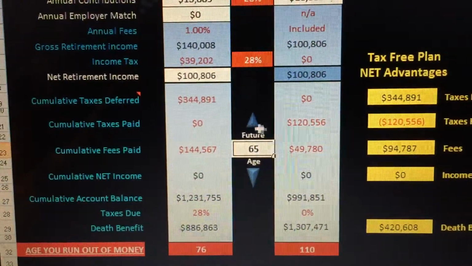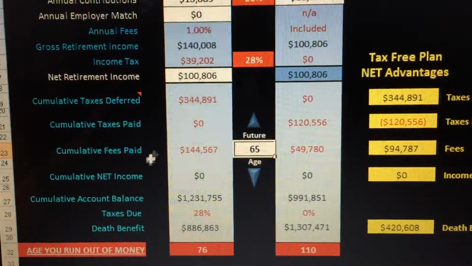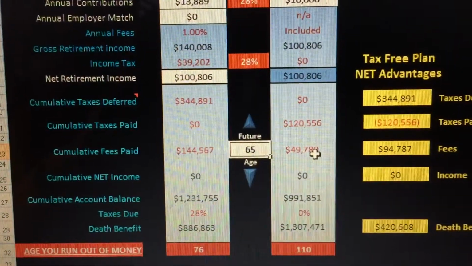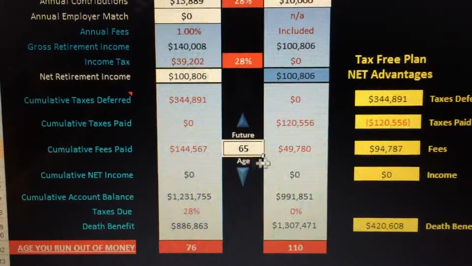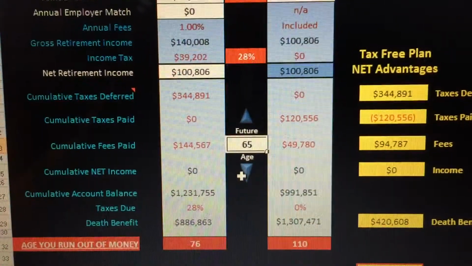The fees, look at this, folks. This is an absolutely astronomical difference. Look at the fees paid by the traditional retirement program.